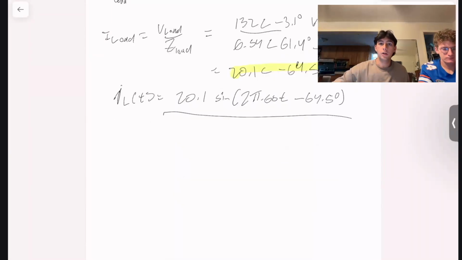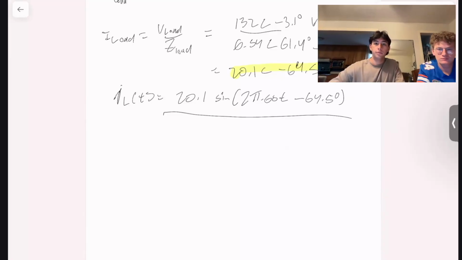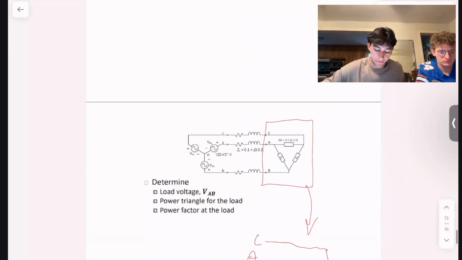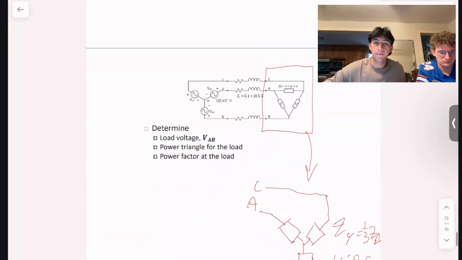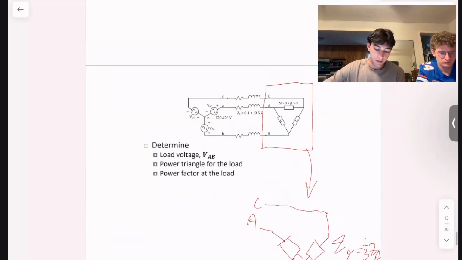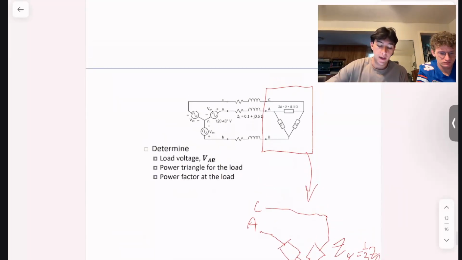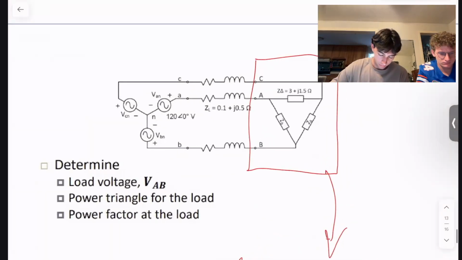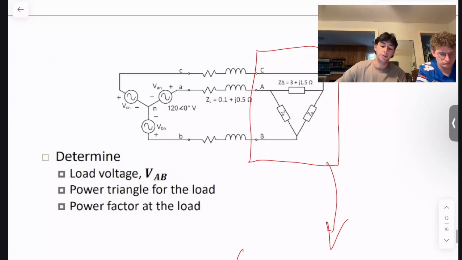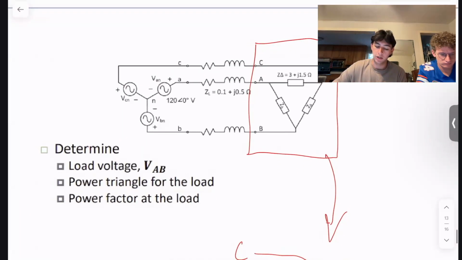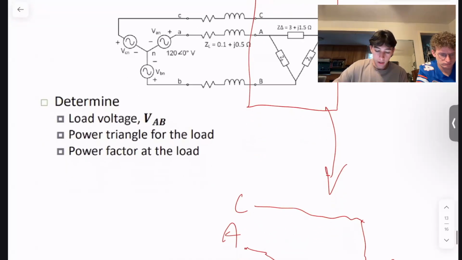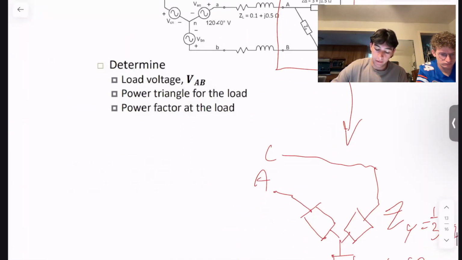All right, so moving on to number 7. It's our last question. It's 3-phase power. So first thing you want to do with 3-phase power, as you can see, we have a Y-connected source and a delta-connected load. You want to change that. If you recall delta to Y conversions from week 2 or 3, you can convert this into a Y-connected load.